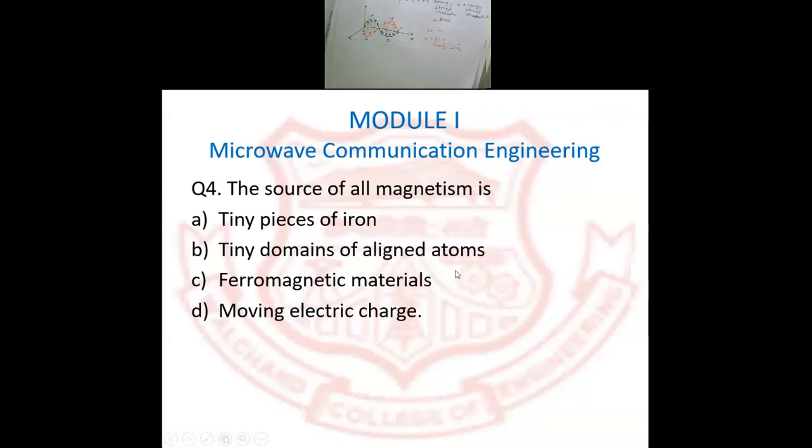Next one. Sources of all magnetism is what? Whatever the sources of the magnetism there. Sources of all magnetism is what? Tiny pieces of iron, tiny domains of aligned atoms, ferromagnetic material, or a moving electron.